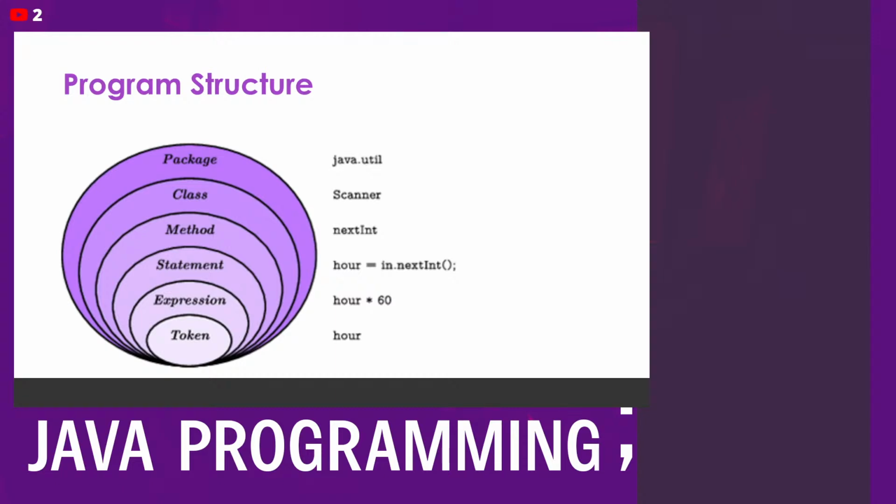So we can take them and compose them into a singular method. A statement is just a simple line of code. It's an instruction. An expression is something that is evaluated, like, for example, hour times 60, our variable in this instance times 60. And then finally, our token is an even smaller bit of that. It's just sort of our variable name or other things of that nature, right?